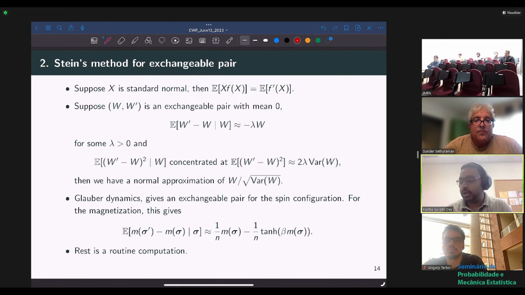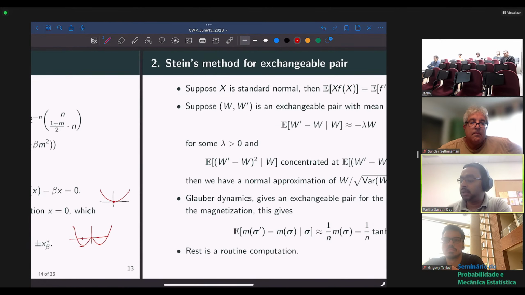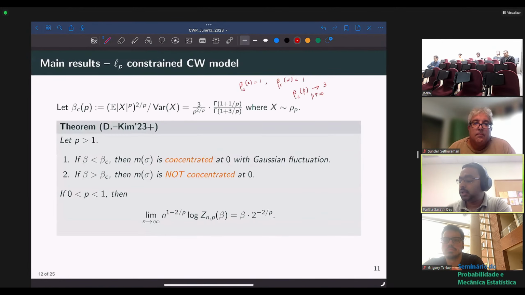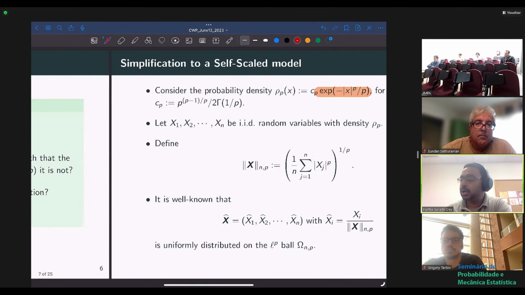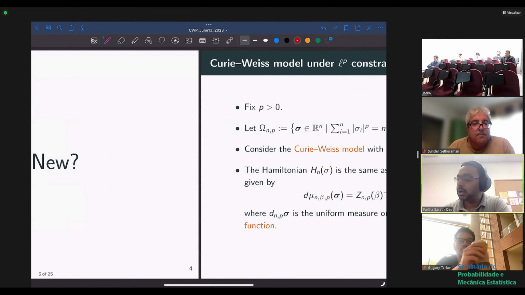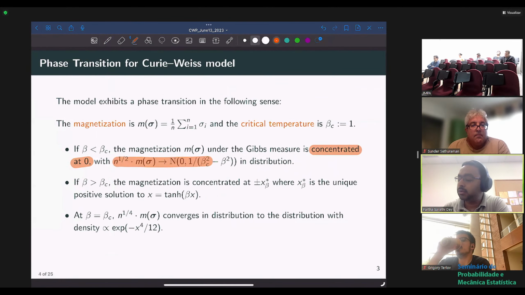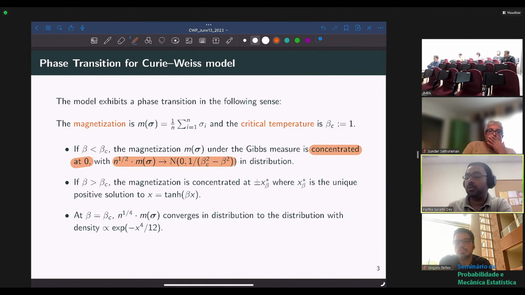One can compute the asymptotic behavior of the magnetization as n goes to infinity. And remember, as I mentioned in the classical case, for beta less than beta c, the variance converges to 1 over 1 minus beta square. And this is indeed the asymptotic variance.